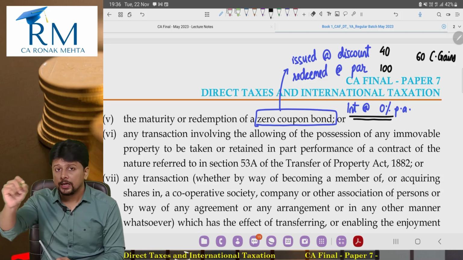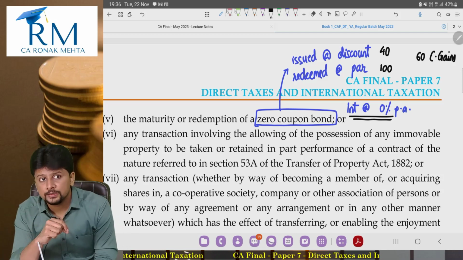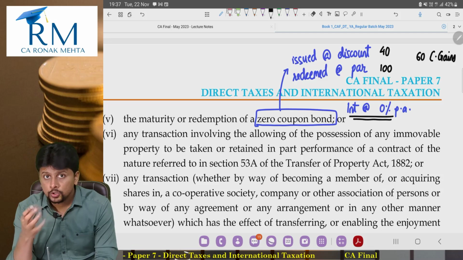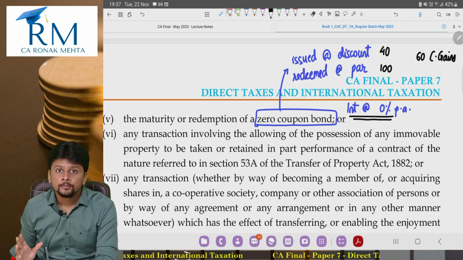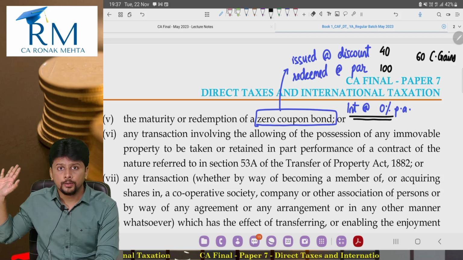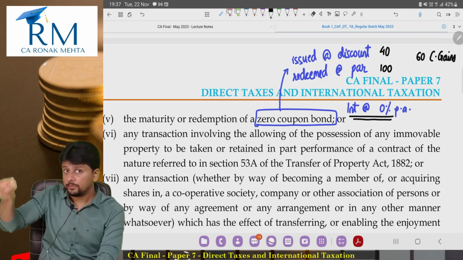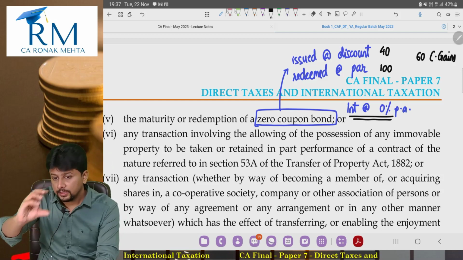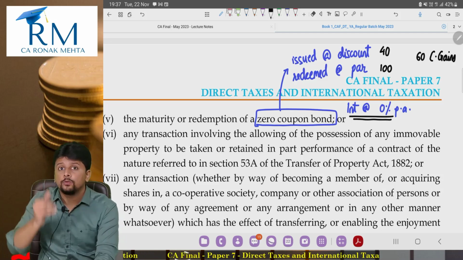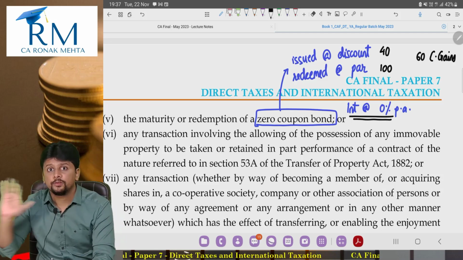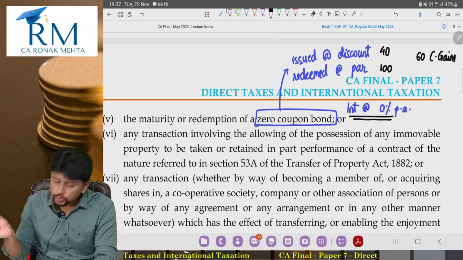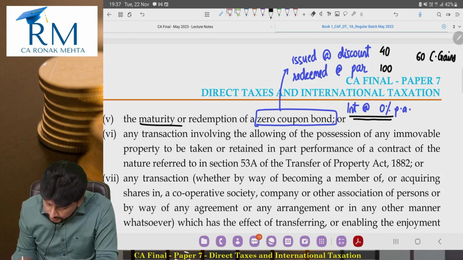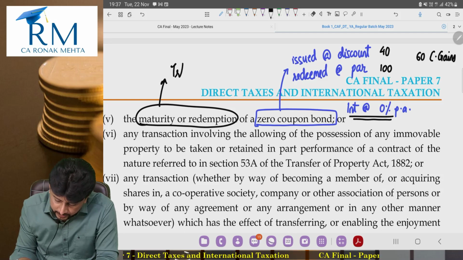Zero coupon bonds are issued by infrastructure capital companies, infrastructure capital funds, public sector companies. The objective is to raise money for infra development, and so you will not get any interest during the lifetime of the bond. You will invest a certain amount which is a discounted price as compared to the face value, and at the end you will get back the face value. So you will earn income. The difference is you will not earn interest income, you will earn capital gains. So the event of maturity or redemption is also covered in the definition of transfer.